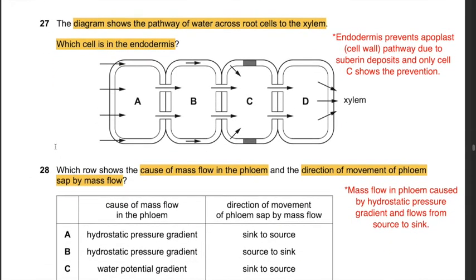Question 27. The diagram shows a pathway of water across root cells with a xylem. Which cell is in the endodermis? Endodermis prevents the apoplast pathway or the cell wall pathway due to suberin deposits. Therefore, cell C is in the endodermis.